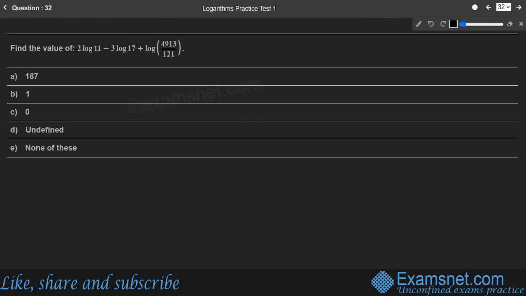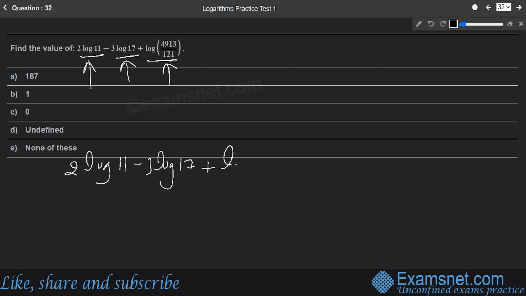Now, find the value of 2 log 11 minus 3 log 17 plus log 4913 divided by 121. So clearly we cannot do anything about log 11 and log 17, but yes, we can try to simplify the third term a little bit. If we do that, 2 log 11 is as it is, minus 3 log 17 is again as it is. The next term that we have is log 4913 divided by 121.